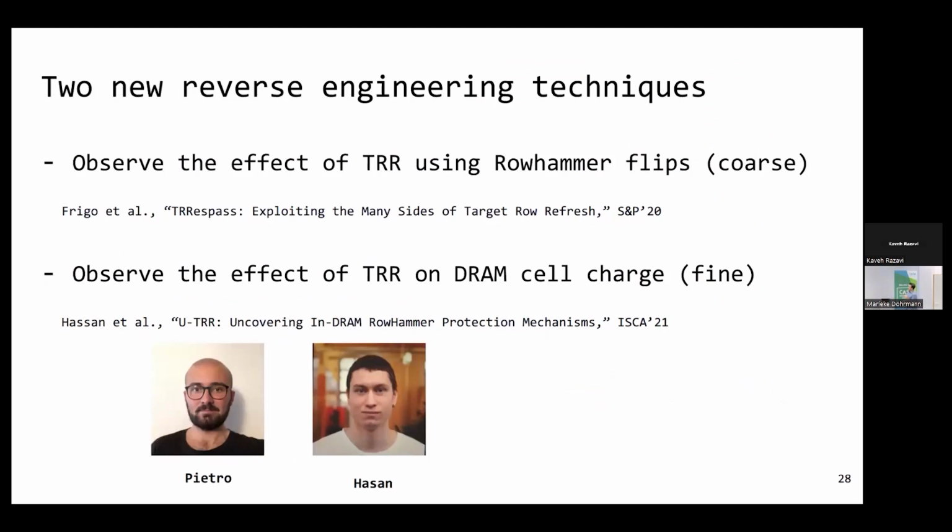By the way, we built 2 different reverse engineering techniques. The first one became TRRespass, and then we built another one that became U-TRR. One of them provides us with a coarse way of looking at how TRR works, which I'm going to talk about mostly here. The second one provides a more fine-grained observational channel, a bit more advanced. If you're interested, you can read the paper. I'm not going to talk about it today. I'm going to mostly talk about this one, which is also the first paper that we published.